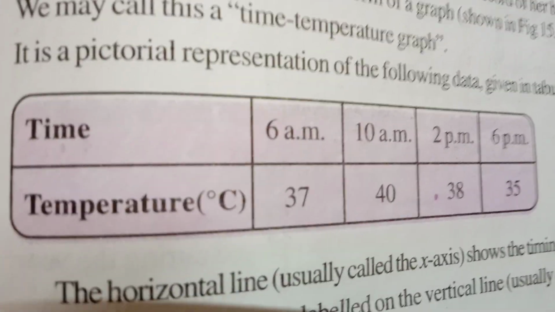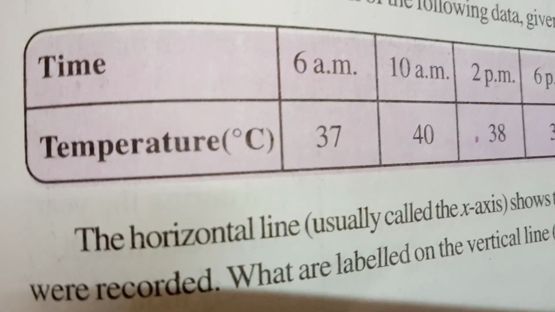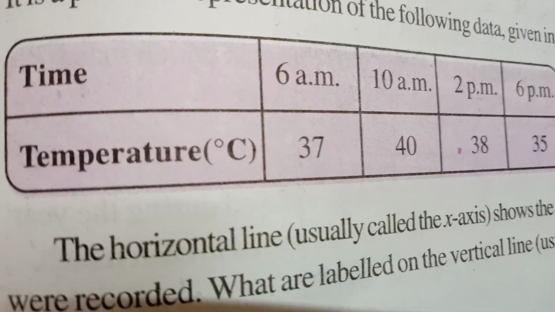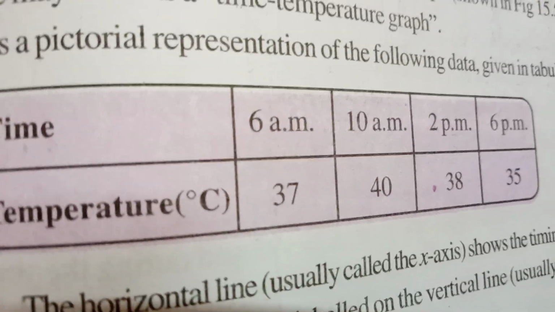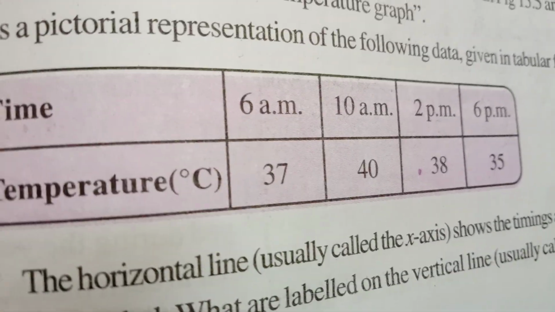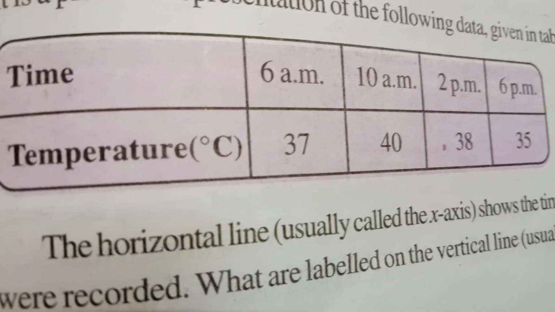See in the table, they mentioned that information. Time 6 a.m. her temperature was 37 degrees. 10 a.m. her temperature was 40 degrees. 2 p.m. her temperature was 38 degrees, and 6 p.m. her temperature was 35 degrees.